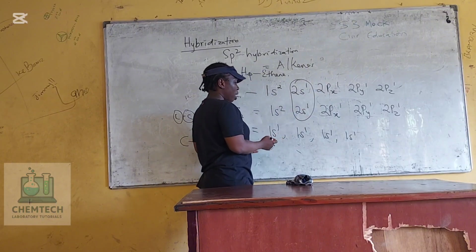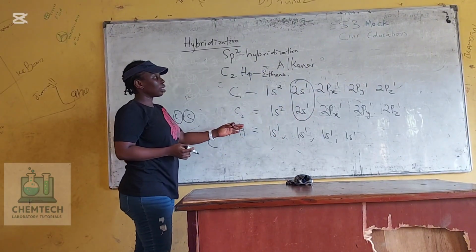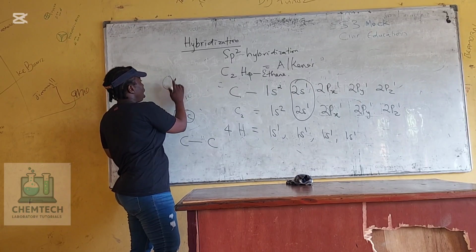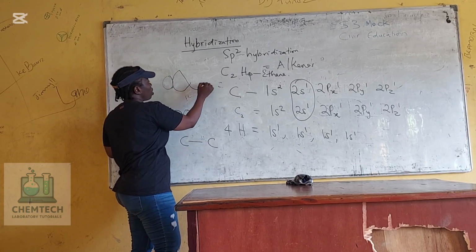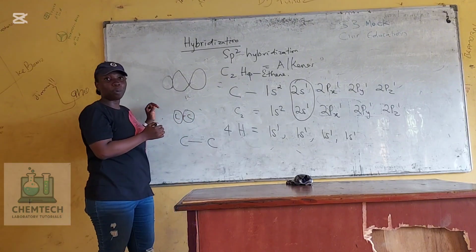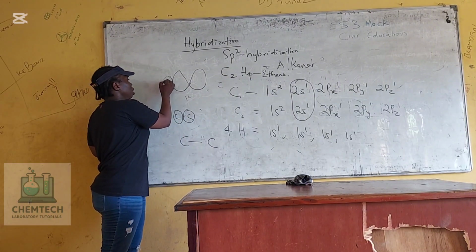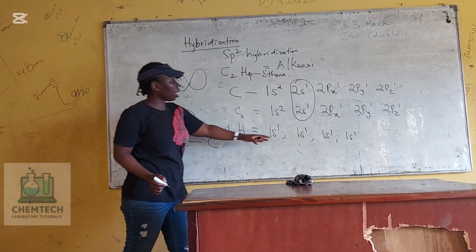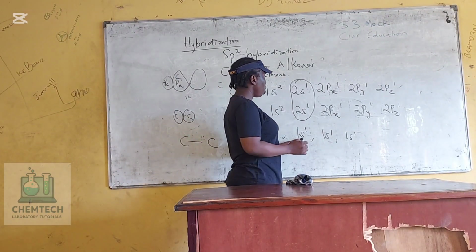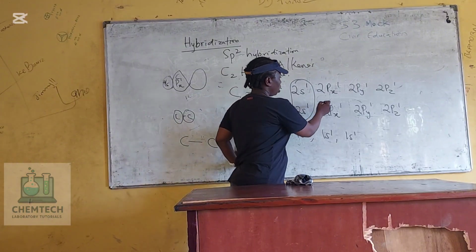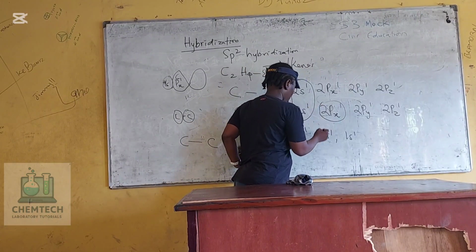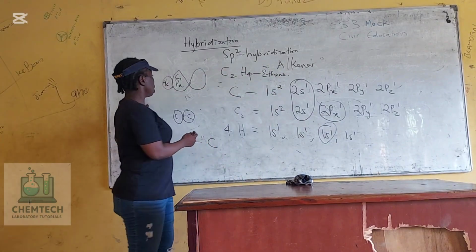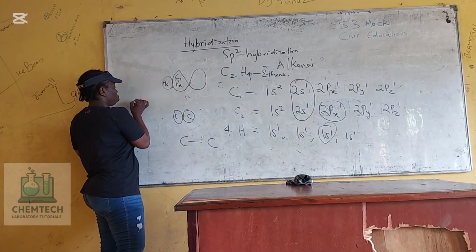The two of them will combine to give s, end of s, and the dumbbell of p, orbital of carbon. So this is s of hydrogen, and this is px of carbon 1. Then the second hydrogen will form a bond with the second px. You see, so it's edge to edge of the second carbon. So this is how the structure will be.